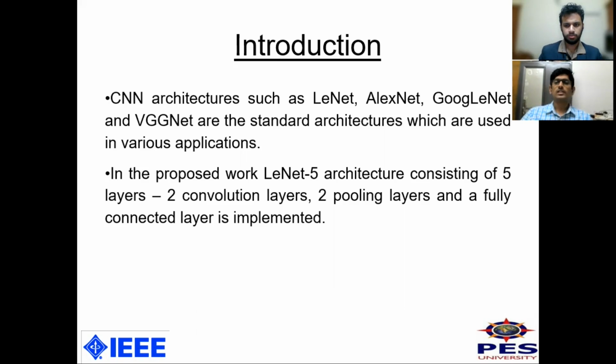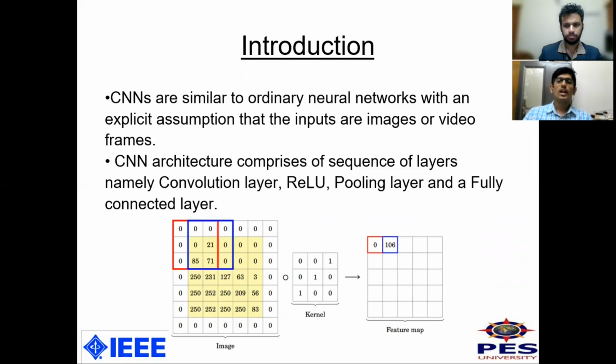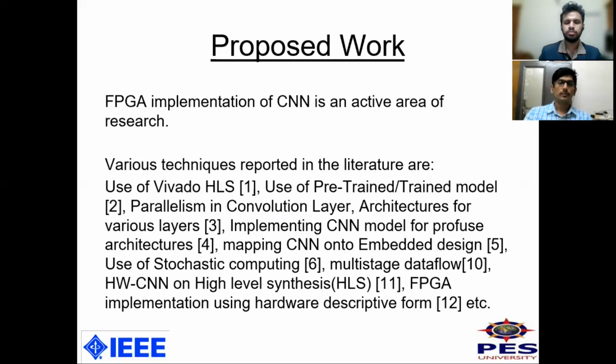CNN architectures such as LeNet, AlexNet, GoogleNet, and VGGNet are the standard architectures used in various applications. For our work, we have used the LeNet-5 architecture. It consists of 5 layers, that is, 2 convolution layers, 2 pooling layers, and one fully connected layer. CNNs are similar to ordinary neural networks with the explicit assumption that inputs are images or video frames. CNN architecture mainly comprises sequences of layers such as convolution layer, ReLU, pooling, and fully connected layer.